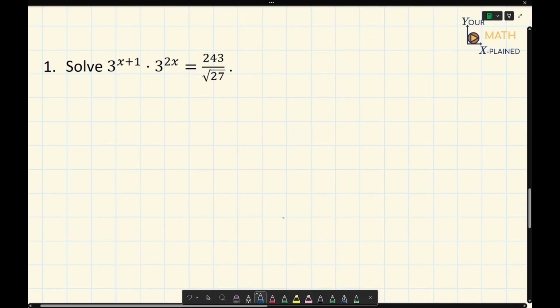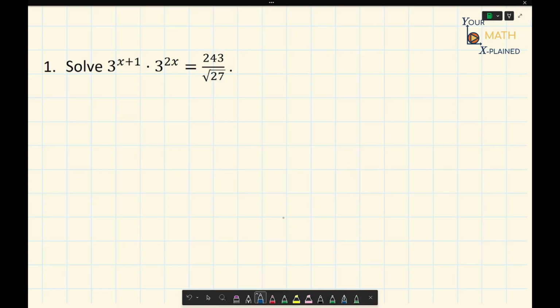Okay, now let's take a look at one more example. For this one, we need to simplify the left-hand side a little bit first. So we need to use our product law to combine these two expressions. The good thing is both of them already have the same base. They're both base 3. So using the product rule, we can combine them by adding the exponents, meaning the left-hand side is going to be 3 to the power of x plus 1 plus 2x, which ends up being 3 to the power of 3x plus 1.